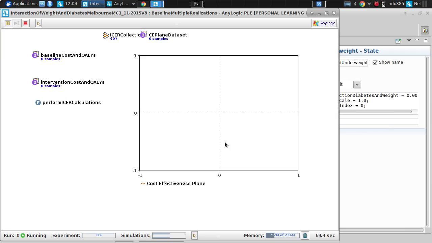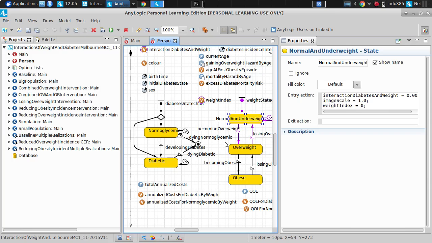And each cost effectiveness ratio will be a bit different because the savings will be a bit different and the gains in terms of quality of life, due to the stochastics involved. So this is a model, ladies and gentlemen, which includes some elements of cost, of quality of life related to diabetes and related to weight. This is an agent-based model. We're depicting individuals at an individual level.